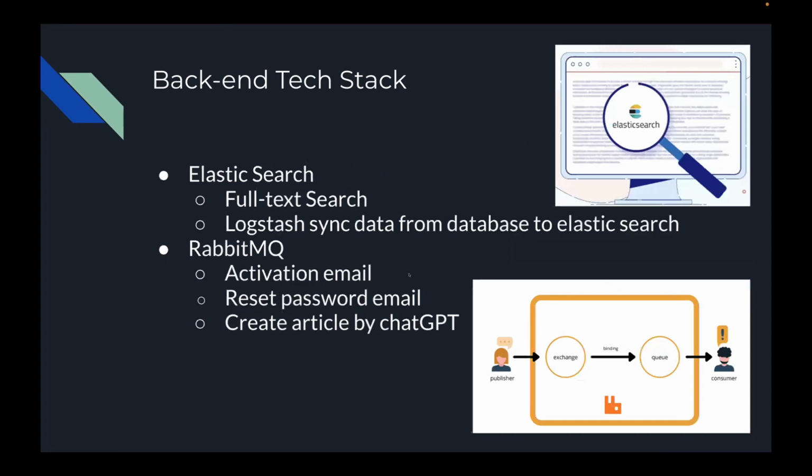For Elasticsearch, we implement the function to conduct full text search and log text, with data synced to Elasticsearch from our database. We also implement RabbitMQ, which is a message queue service, in email verification and the ChatGPT article creation. That's all of the highlights in our backend.